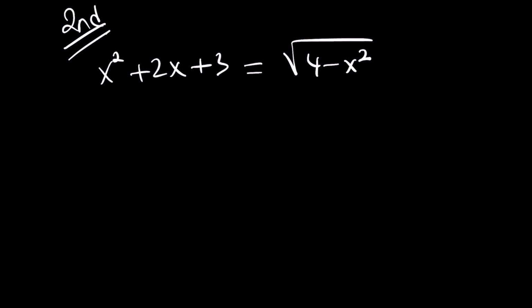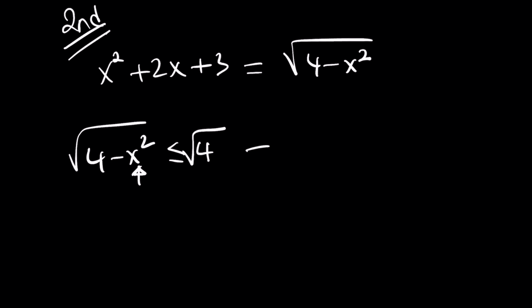If you pay attention, 4 minus x squared is less than or equal to 4, right? Because x squared cannot be negative. So x squared is always greater than or equal to 0. If you subtract a non-negative quantity from 4, you're making it smaller. Make sense? Okay. When you take the square root, this is what's going to happen. This means the square root of 4 minus x squared is going to be less than or equal to 2.